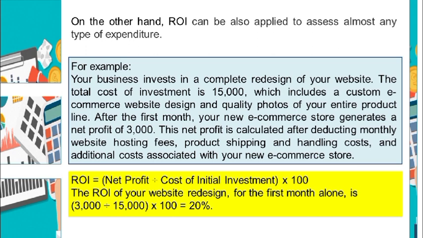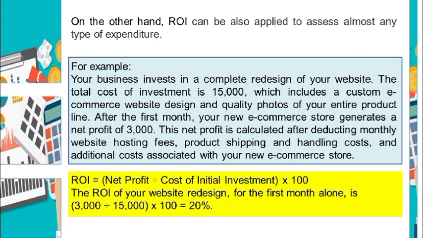On the other hand, ROI can also be applied to assess almost any type of expenditure. For example, your business invests in a complete redesign of your website. The total cost of investment is $15,000, which includes a custom e-commerce website design and quality photos of your entire product line. After the first month, your new e-commerce store generates a net profit of $3,000. This net profit is calculated after deducting monthly website hosting fees, product shipping and handling costs, and additional costs associated with your new e-commerce store.